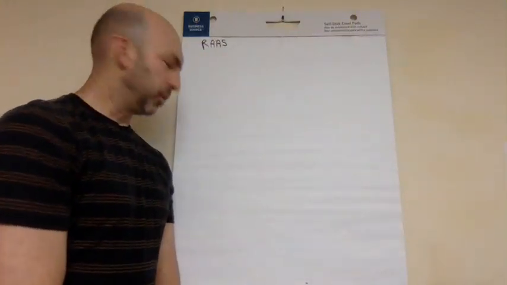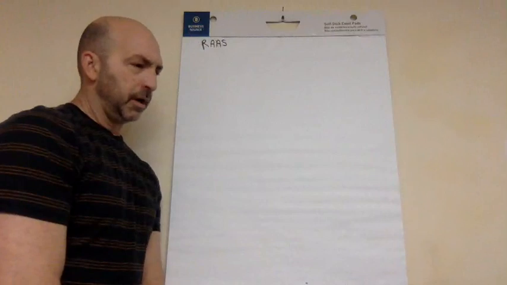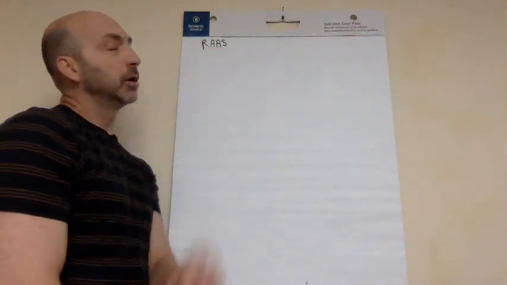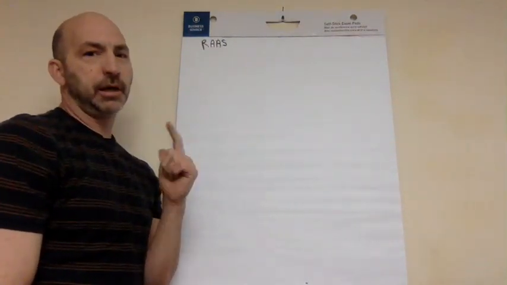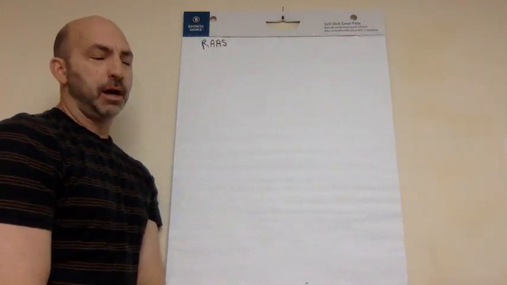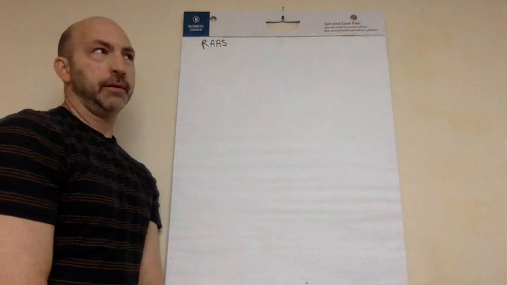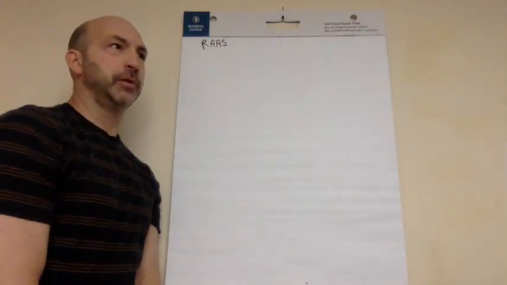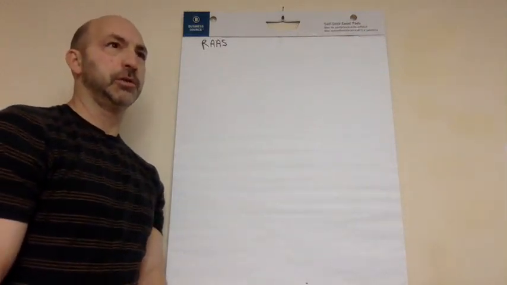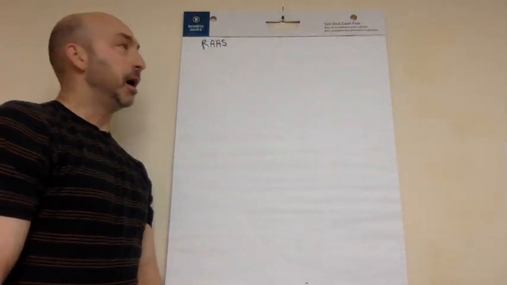All right, here for a recording on the RAAS, renin-angiotensin-aldosterone system. We're going to tie that into blood pressure regulation. This particular video is going to focus on the angiotensin II component of it.